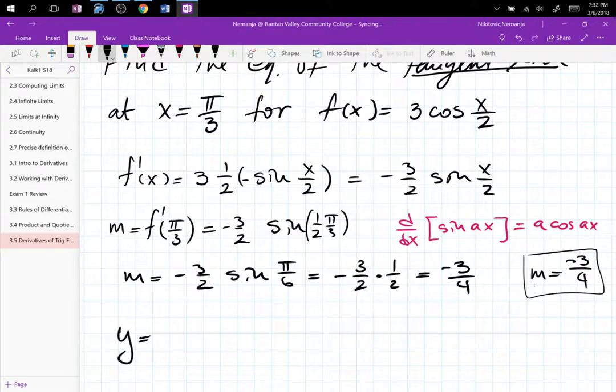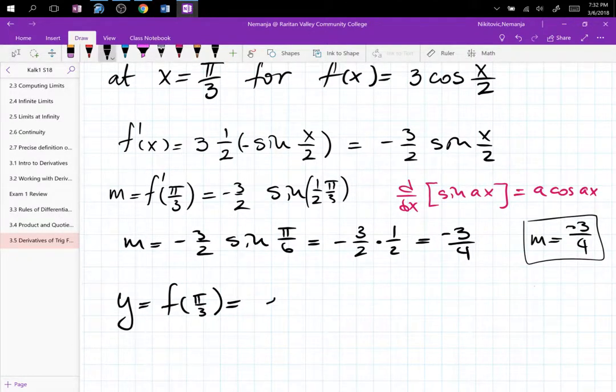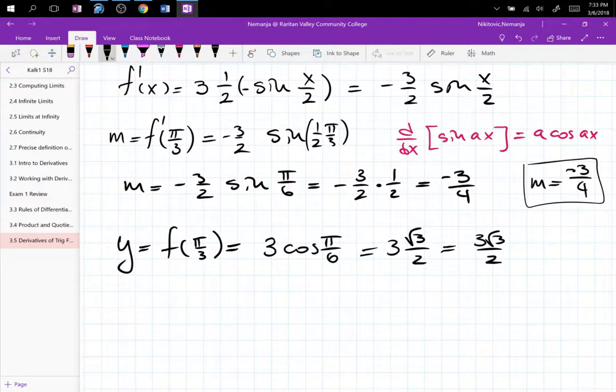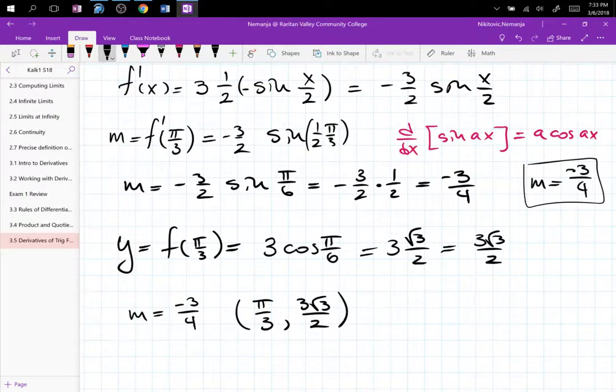Now, y is f of pi over 3. So now we plug in pi over 3 in the original function to come up with y. That's 3 cosine of pi over 6. Now that is root 3 over 2. And we have 3 root 3 over 2. So what do I have? I have slope, which is negative 3/4, and I have a point, pi over 3, comma, 3 root 3 over 2. And now we have to find the line. Yay.